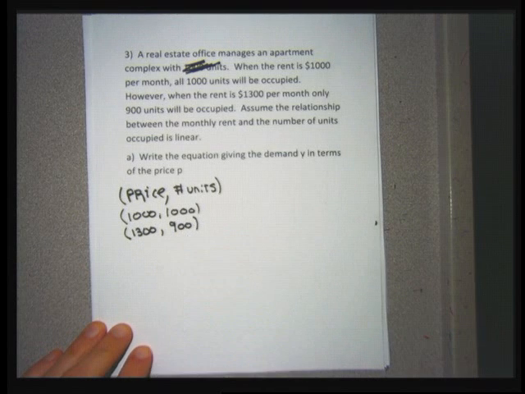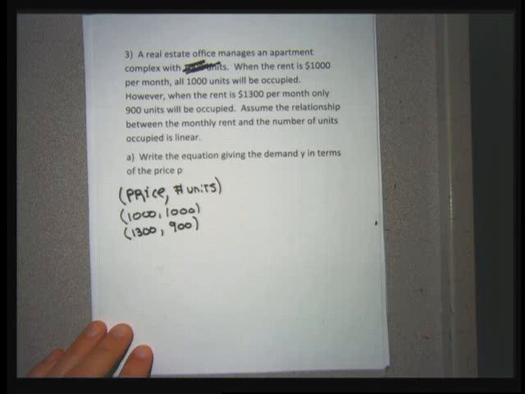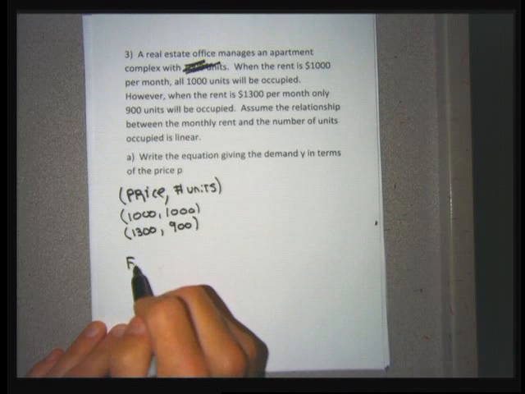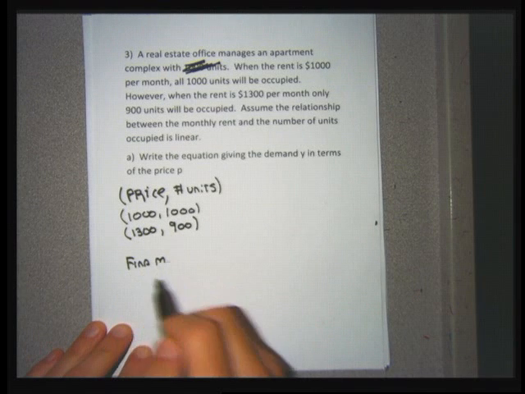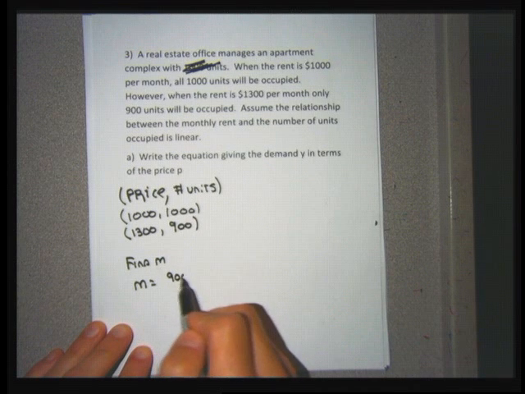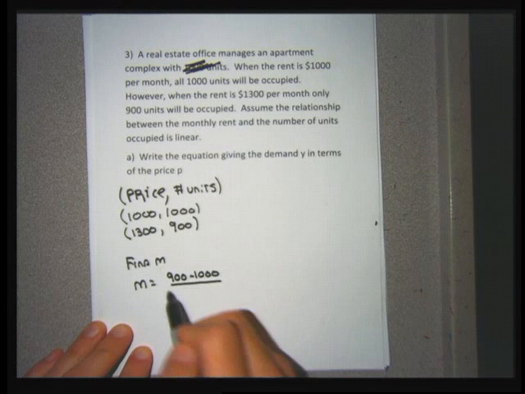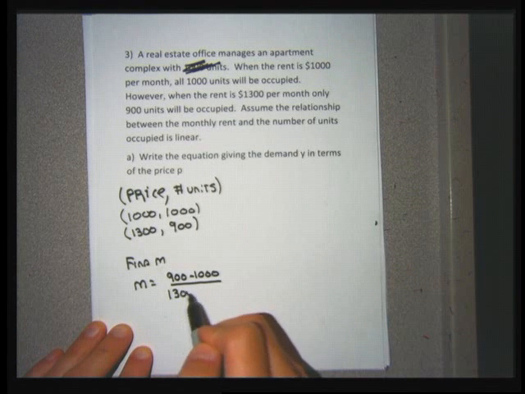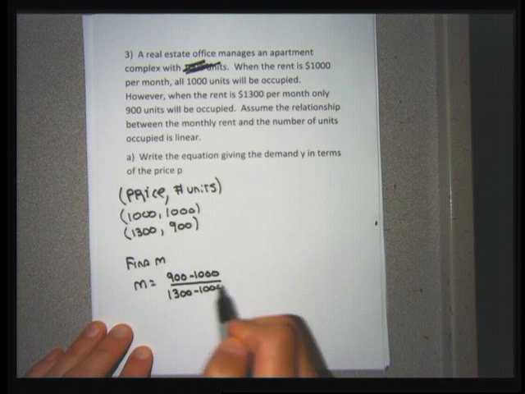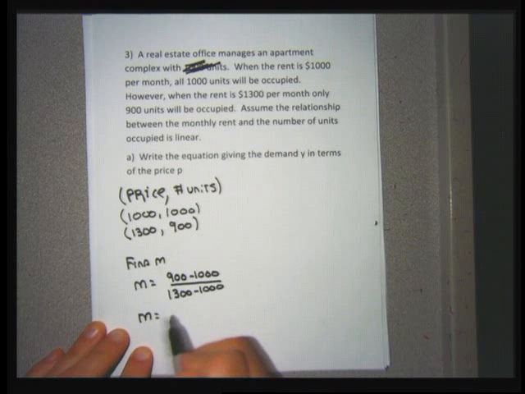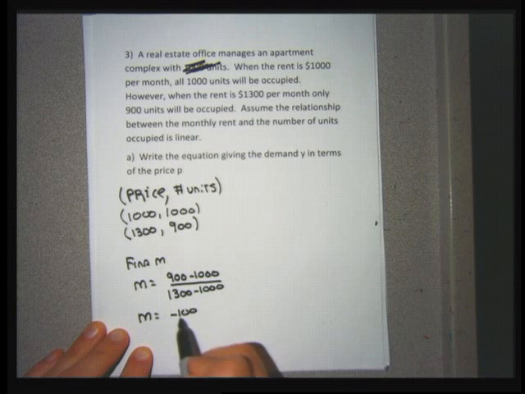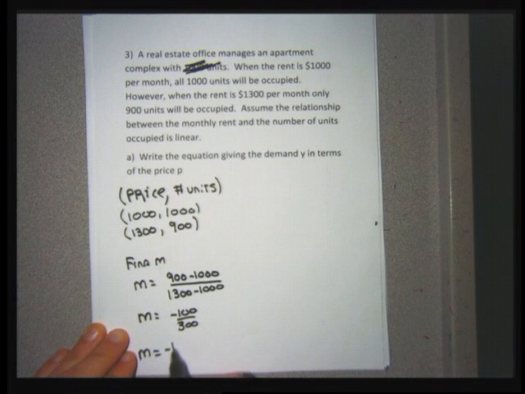I'm going to come up with an equation of a line that fits this. First, I'm going to find the m. I'm going to go m equals y2 of 900 minus y1 of 1,000 over x2 of 1,300 minus x1 of 1,000. This is going to give me negative 100 over 300, which reduces to negative 1/3. Now I'm going to find the b.